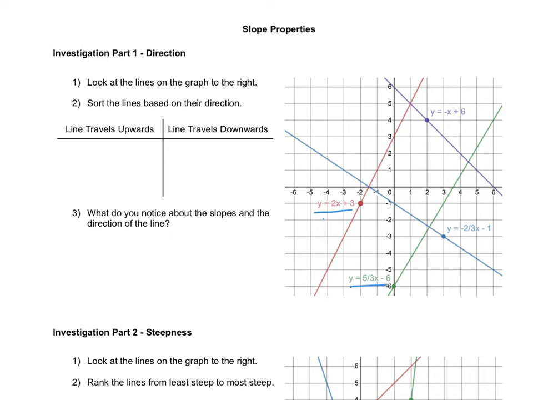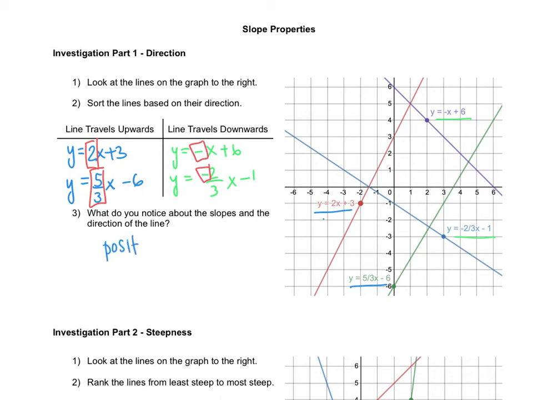and the green line. So if I write down their equations, y equals 2x plus 3 and y equals 5 over 3x minus 6. The ones going down are the purple and the blue. So y equals negative x plus 6 and y equals negative 2 over 3x minus 1. Now, what we should notice about the slopes and the direction is that the lines that travel upwards all have a positive slope, whereas the ones that are traveling downwards have a negative slope.